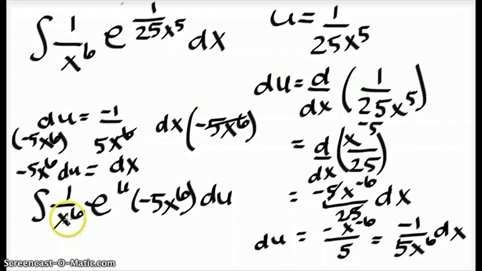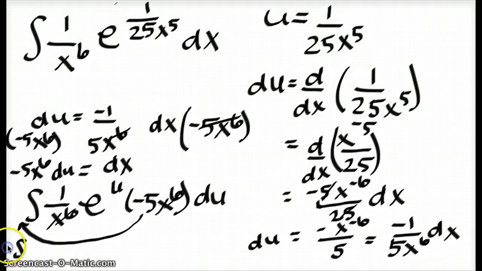And then we can go ahead and see that this x to the 6th in the denominator and this x to the 6th in the numerator are going to cancel out. And this negative 5 is just a constant, and we know constants can be brought out to the front of our integral, right? So now we have negative 5, sorry that got messed up, negative 5 out in front, and then the integral of e to the u du, right? So now we can go ahead and take the integral of that. The negative 5 is going to stay. Once we take the integral, the integral sign goes away.